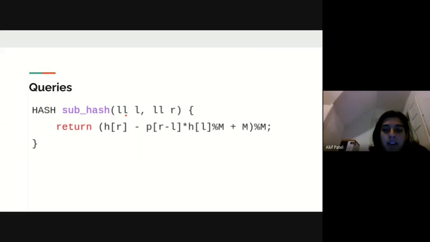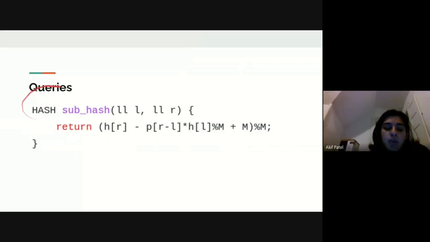So now how do we do the queries? This is, again, the exact formula I had in the earlier slide. The substring hash from L to R, exclusive on the endpoint, is just HR minus this thing, times this thing. Make sure you have the mods here. One important part is you need this plus M here, because otherwise C++ mods are weird if you're modding a negative number.